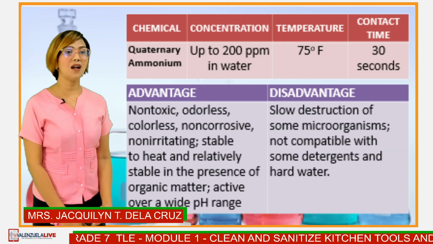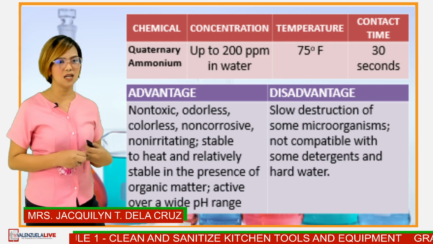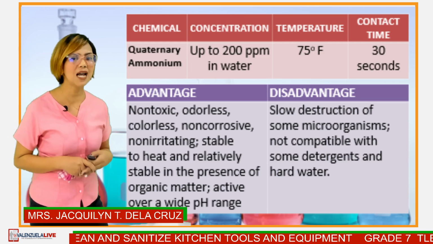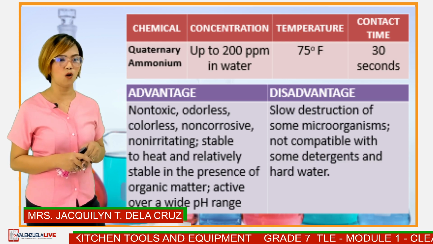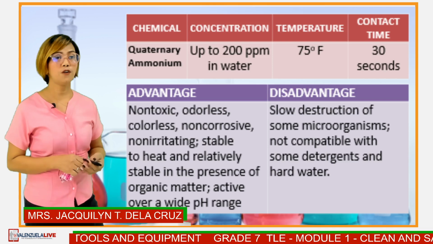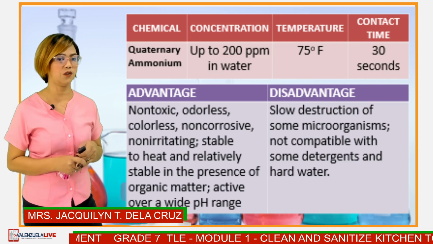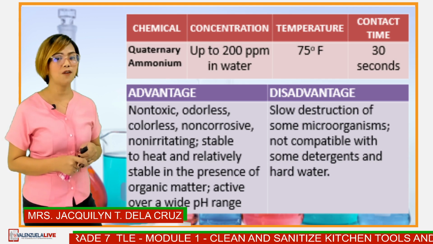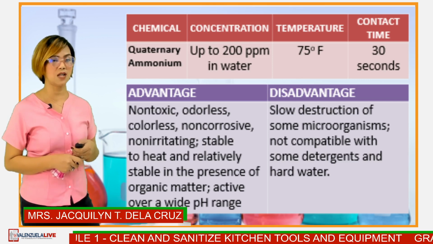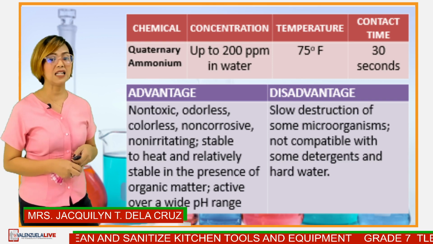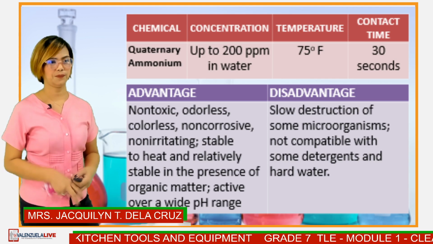Lastly is the quaternary ammonium. It is non-toxic, odorless, colorless, non-corrosive, non-irritating. It is stable to heat and in the presence of organic matter, and active over a wide pH range. For its concentration, provide at least 200 parts per million in water that is 75 degrees Fahrenheit. The disadvantages of this is that it has a slow destruction of some microorganisms, and it is not compatible with some detergents and hard water.